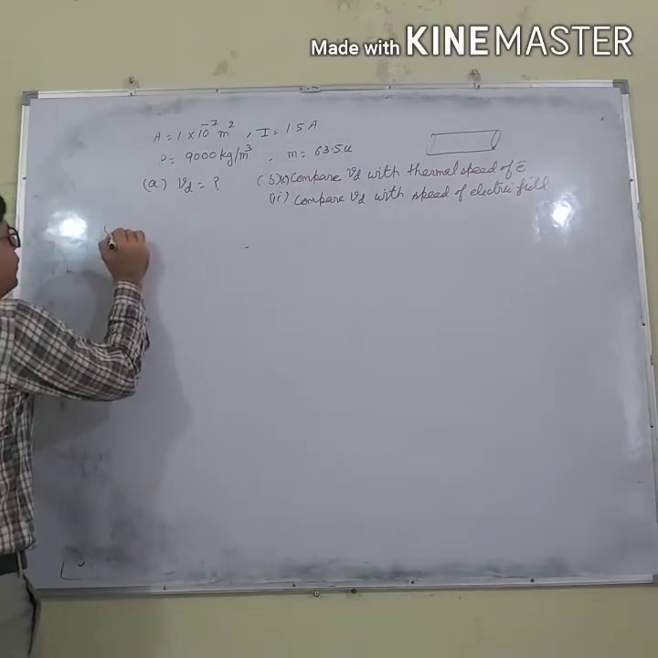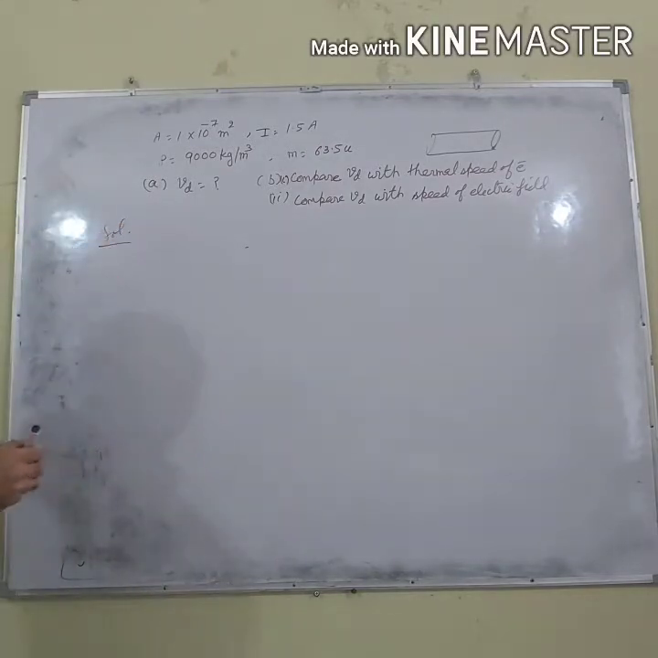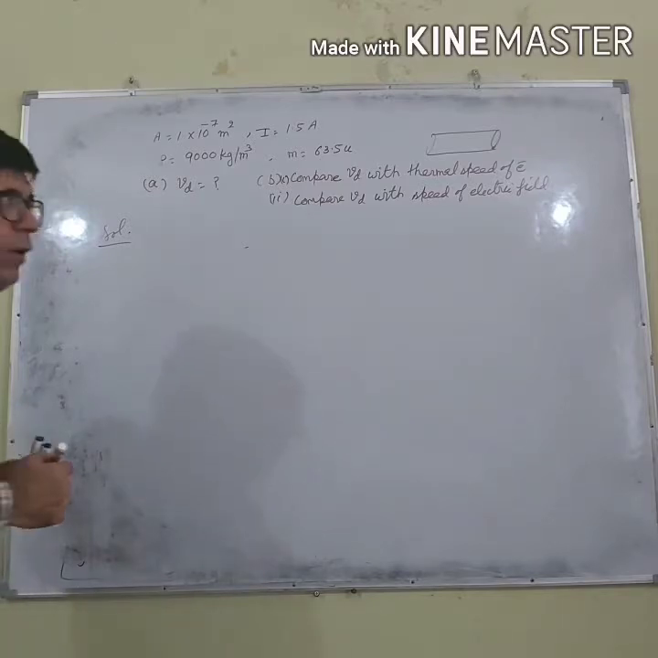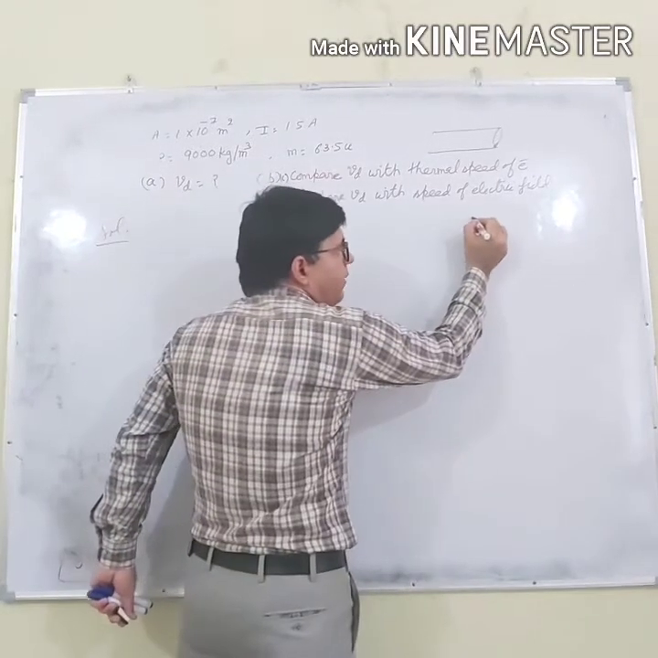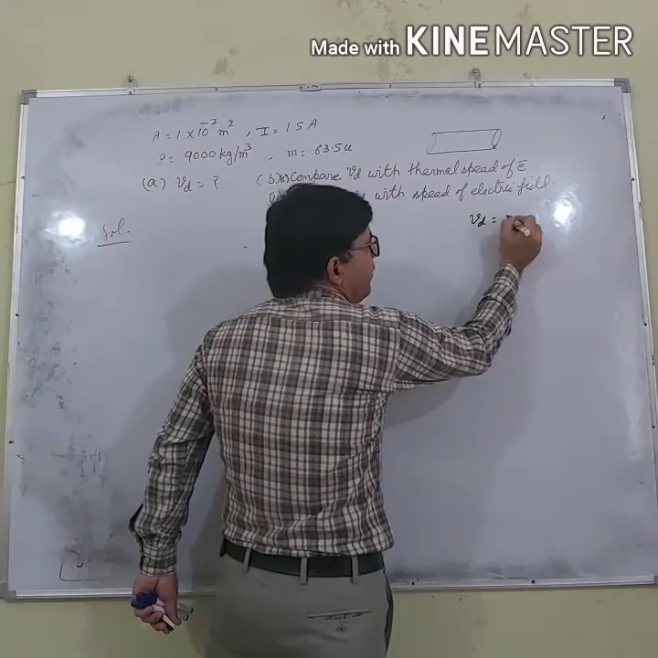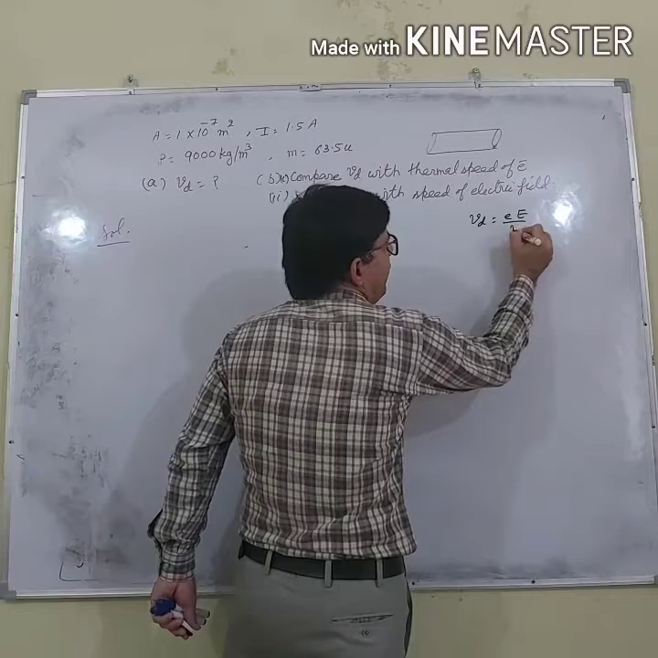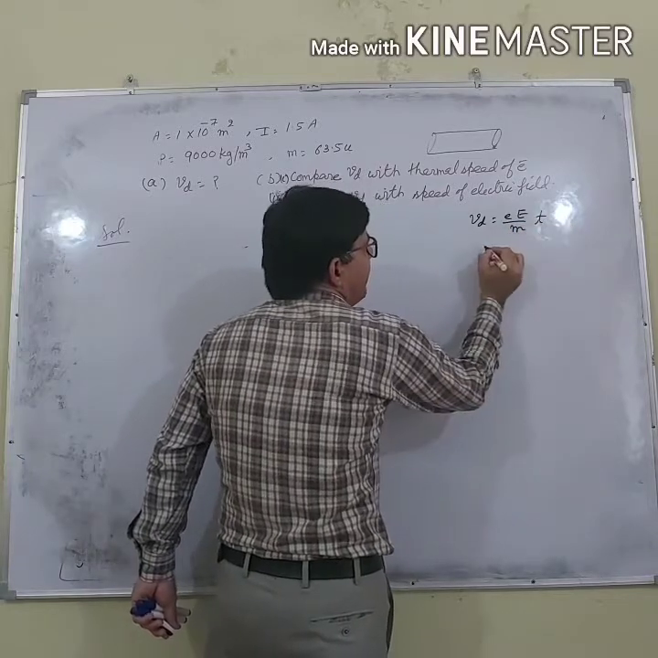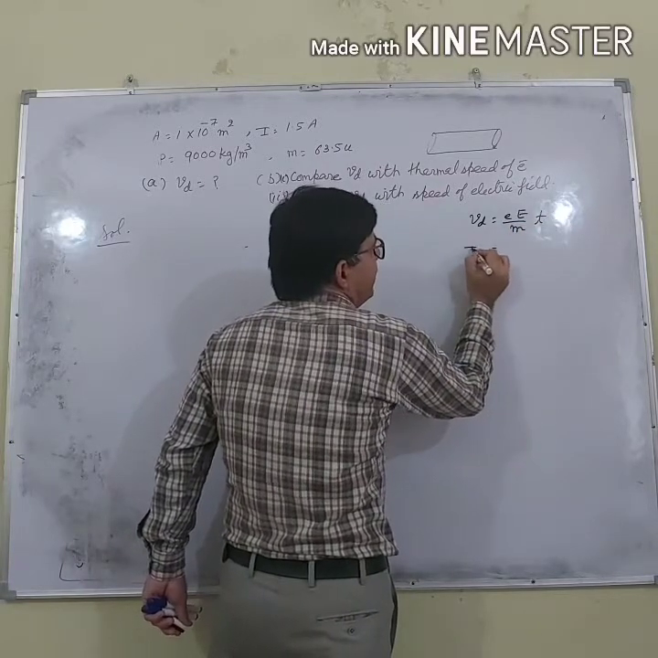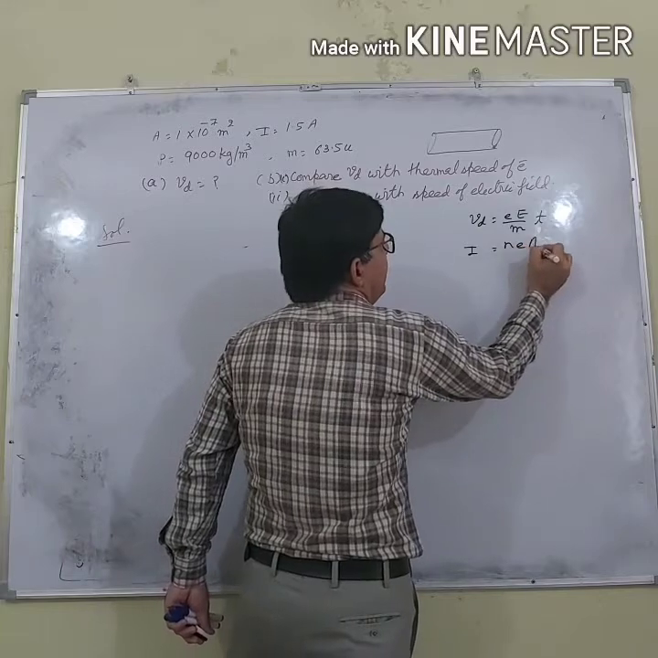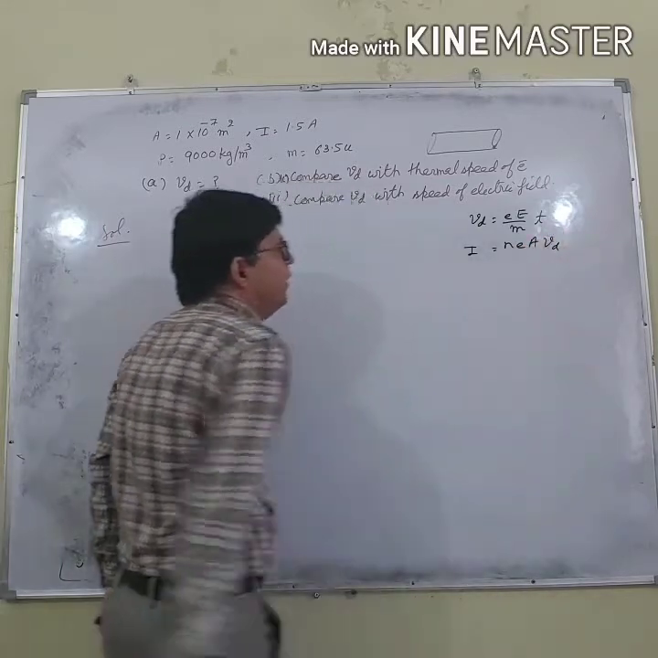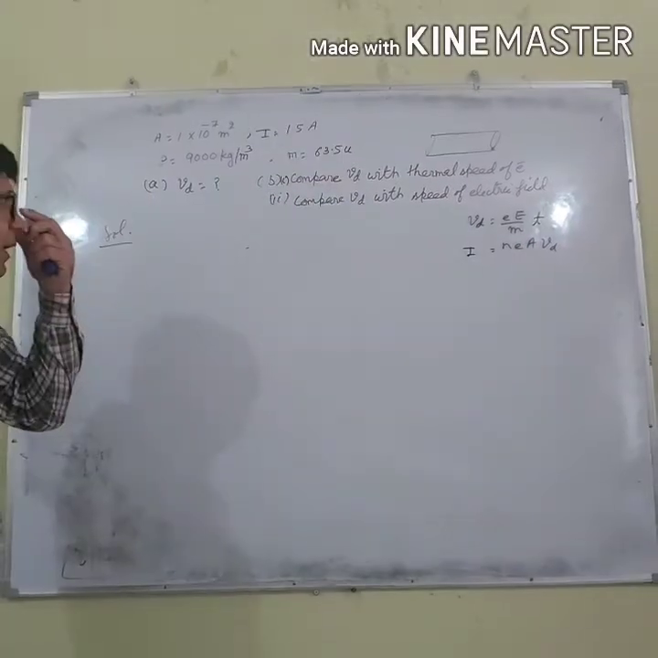Now solution. Area of cross section is given, current is given, and I have to calculate drift speed. Now we have done two formulas of drift velocity. One is v_d = eEτ/m, where τ is relaxation time. Another is I = nAeV_d.